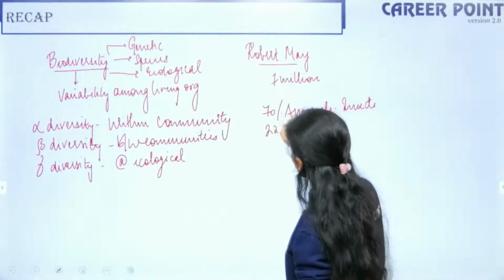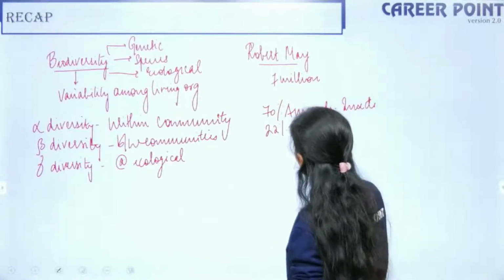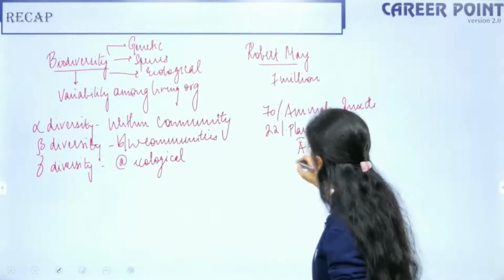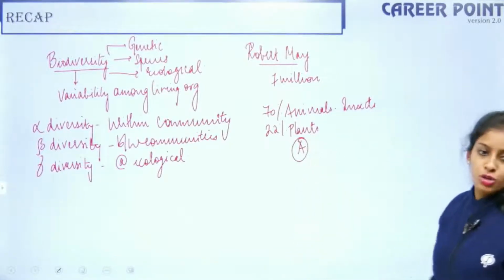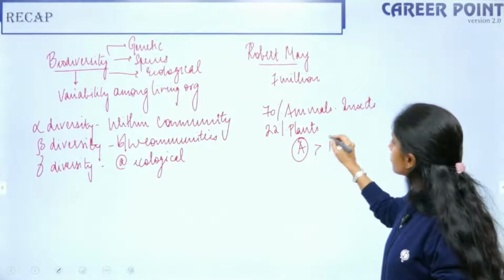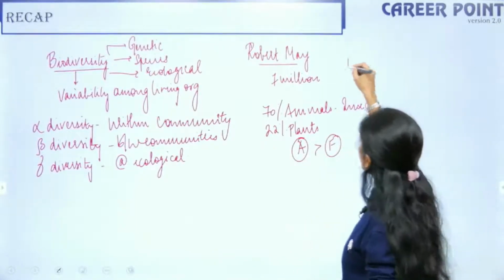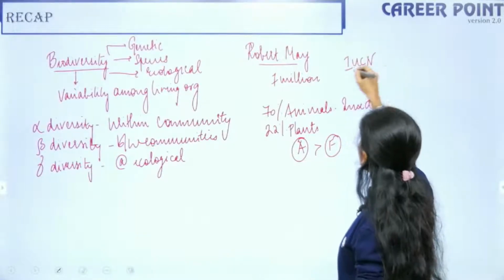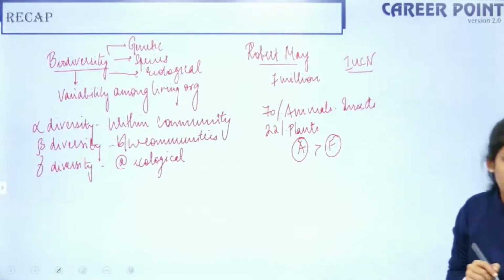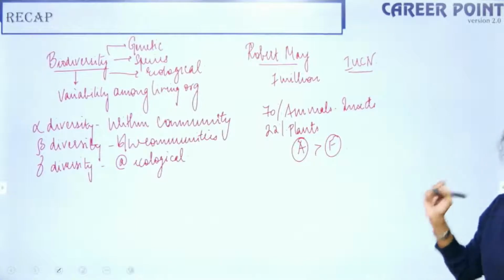So 22% are plants. Among plants, angiosperms occupy the main portion, followed by fungi. Right, so all these we were discussing. Here you have to remember what IUCN is, International Union for Conservation of Nature. So these are some of the points.